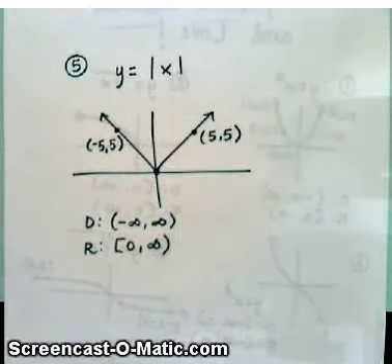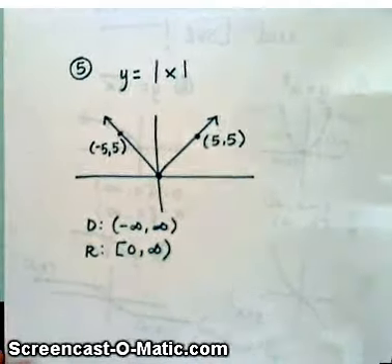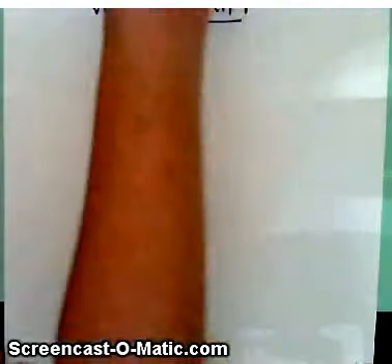You need to be able to graph and discuss any of these 5 functions, and if you do, it's going to make the next part of our lesson extremely simple. So let's go about making our changes now. Let's talk about how we can shift these graphs.